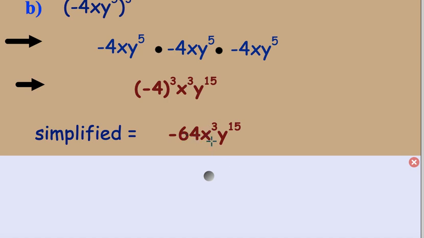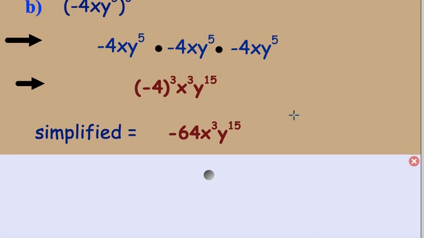If you're anticipating some mistakes, some students are going to give you a negative 12, x to the 3rd, y to the 15th. Or they might do negative 64x, y to the 15th, and they're going to forget. I kind of think of it like distributive property, that I have to hit every single term in there. If I had to, I would write everything else out. I know it would take me a little bit longer, but it's going to help me understand the concepts.